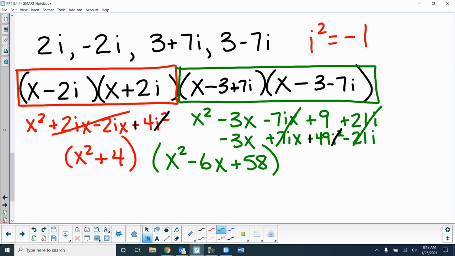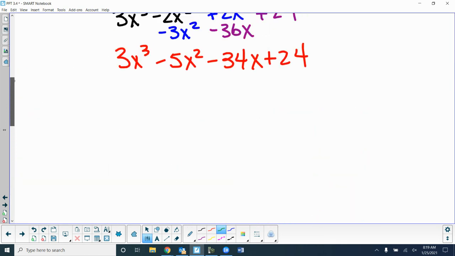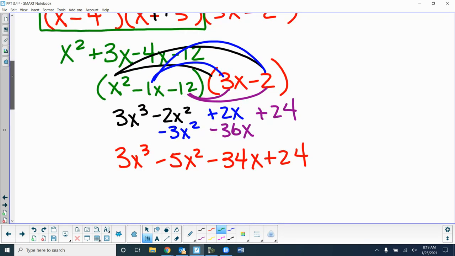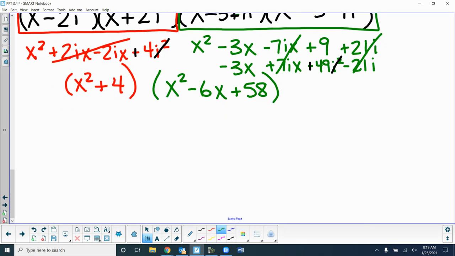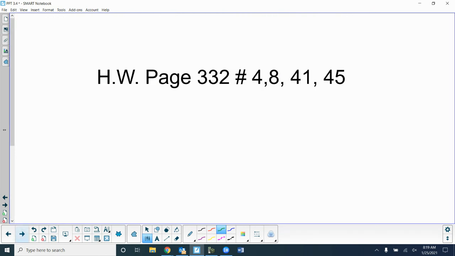All right, so I'm gonna have you do 2 of finding zeros and 2 of given the zeros and finding the problem, okay? 4 problems for homework. Any questions? Okay, there you go.